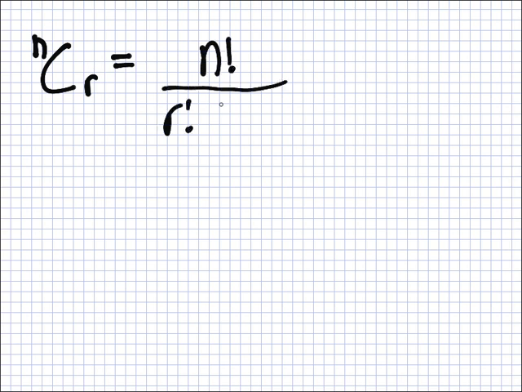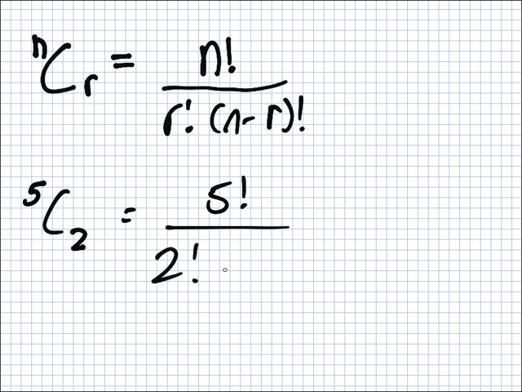So, next. Has anybody seen this before? nCr. The formula for nCr is n factorial over r factorial times n minus r factorial. So, for example, 5C2 will be 5 factorial over 2 factorial times 3 factorial. Okay? Top over bottom difference.